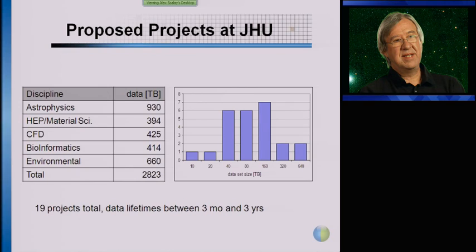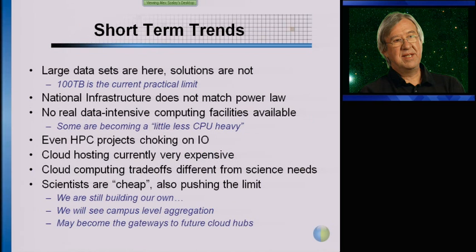Indeed showing that the stumbling block today is somewhere a little bit over 100 terabytes today. So I'd like to get towards the summary. So what are the short-term trends? We have large data sets, but we don't really have off-the-shelf solutions.